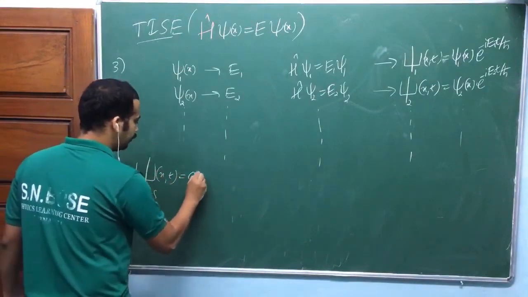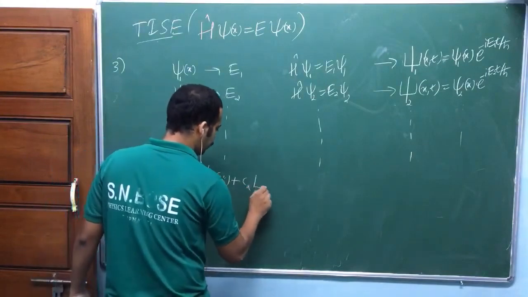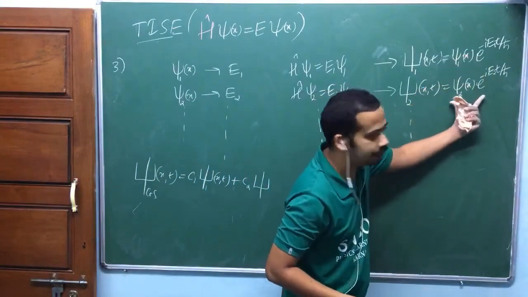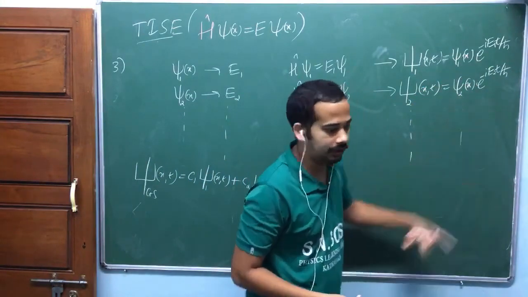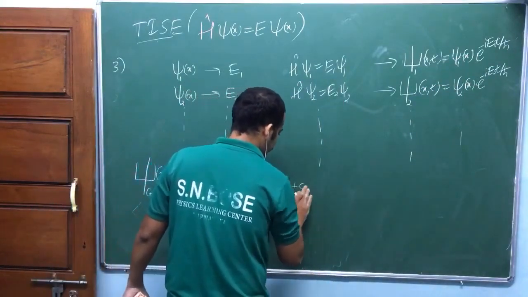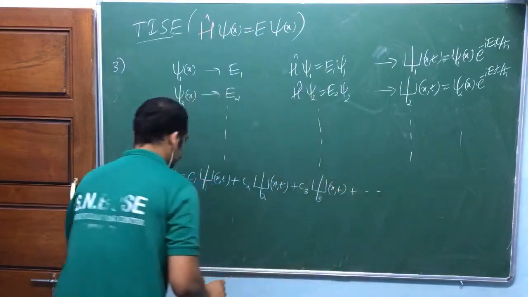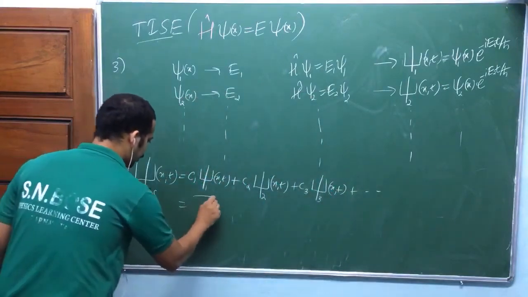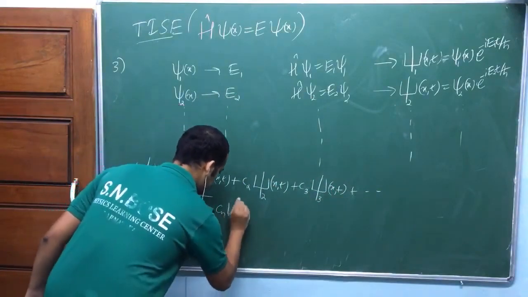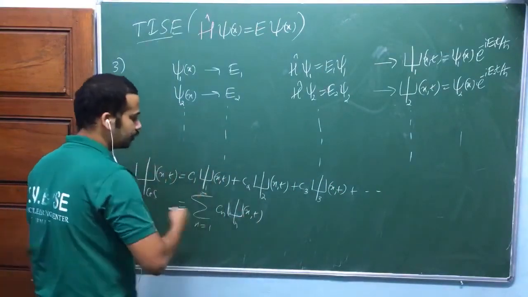That's equal to C1 into psi1 of x comma t plus C2 into psi2 of x comma t plus C3 into psi3 of x comma t, and so on. These are all individually stationary states. Once you see this one, you should say it is a stationary state. Can I write it in summation? That's the best idea. Summation over Cn into psi n of x comma t, n is equal to 1 to infinity. This is the most general solution.